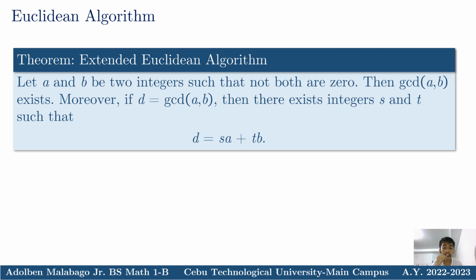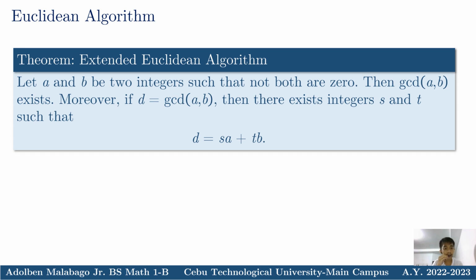So there is an extended version of the Euclidean algorithm here as a theorem, but we are not going to go deep into its theoretical aspects. At least we can see that there is an extension of the pattern to the algorithm. The theorem of the extended Euclidean algorithm states that: let a and b be two integers such that not both are 0.